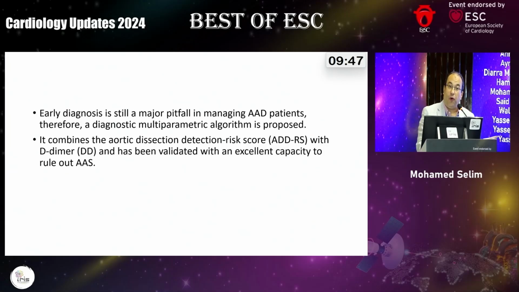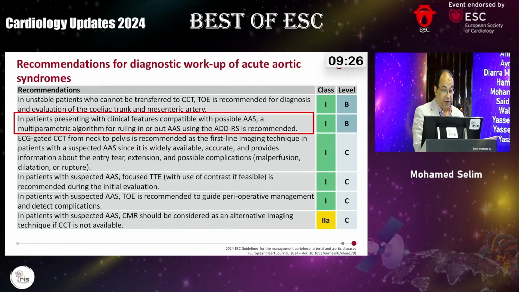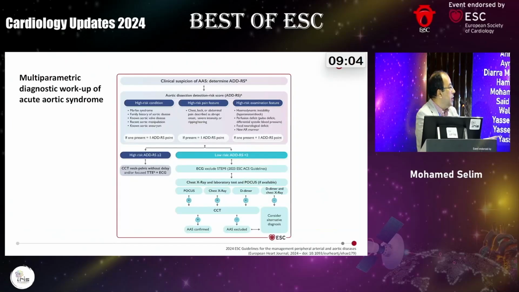Early diagnosis of acute aortic syndrome is a major pitfall in managing these patients. Therefore, a diagnostic multi-parametric algorithm is proposed. This algorithm combines the aortic dissection detection score, in addition to some lab tests like D-dimer, in addition to echocardiography. It's a class 1 recommendation in patients presenting with clinical features compatible with possible acute aortic syndrome: a multi-parametric algorithm for ruling in or ruling out this syndrome using this detection risk score assessment is highly recommended.